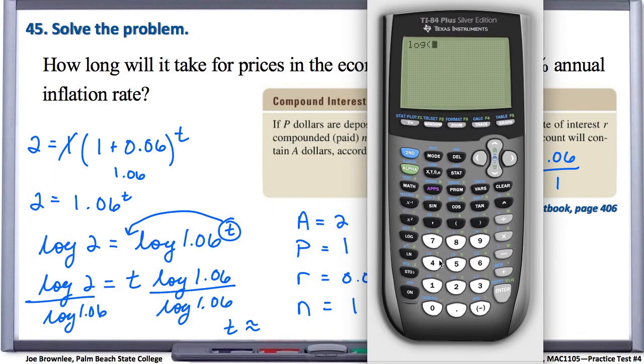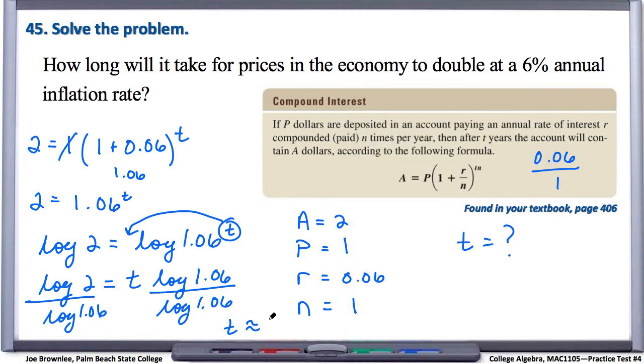So we're saying log of 2 divided by the log of 1.06 gives us 11.895. So let's just round. We'll say 11.9 years. The directions didn't say what to round to, so we'll just round to the first decimal place. So we're saying that it will take approximately 11.9 years for that gallon of milk that costs $1 today to double in price, assuming an annual inflation rate of 6%.